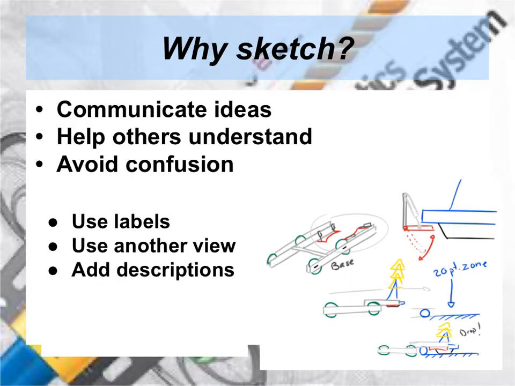When designing a robot, especially as part of a team, it's important to be able to clearly communicate ideas. And one of the ways we can clearly communicate ideas is through sketching. Sketching is simply taking your ideas and putting them down on paper. Now, you don't have to be an artist to sketch, but you do have to be able to take your idea and put it down on paper. Some benefits of sketching include helping you communicate your ideas, helping others on your team understand what it is you're trying to say, and helping to avoid confusion.